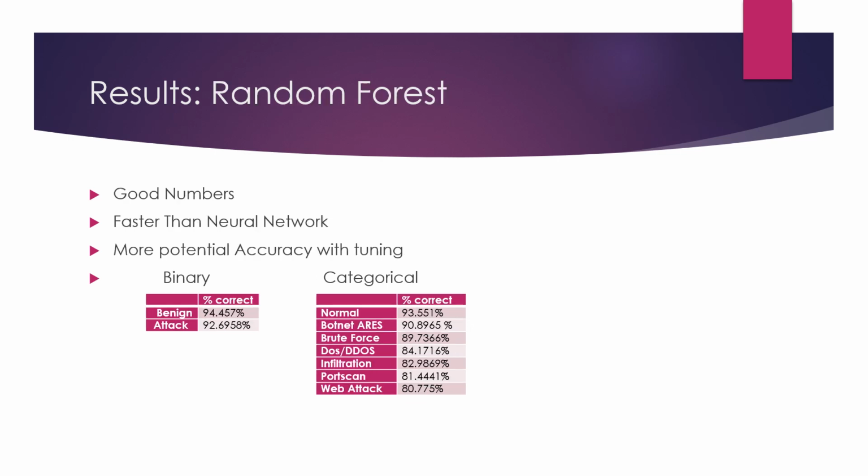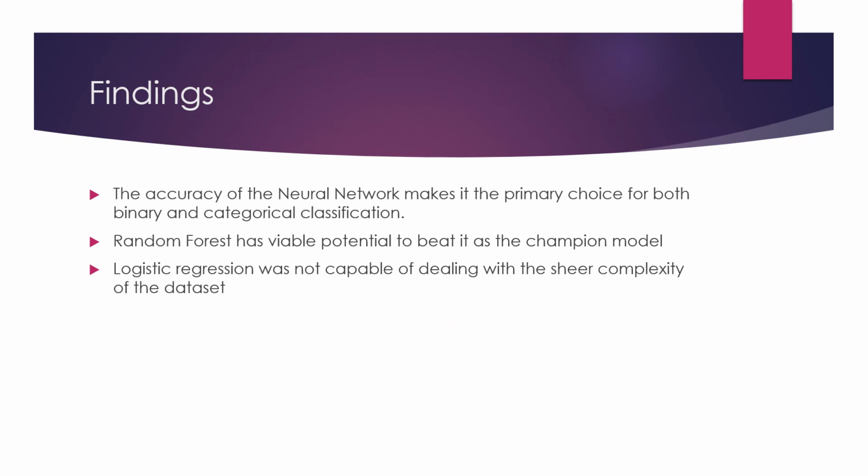Random forest boasted also some great numbers, was faster than the neural network, but still lost out when it came to raw accuracy. Has some more potential accuracy with more tuning. However, I believe that in general, the neural network will go ahead and reign supreme and edge out the random forest. The accuracy of the neural network makes it a real primary choice for both the binary and the categorical classification. The random forest has a viable potential to beat it as a champion model. However, the neural network always seems to edge out accordingly. Logistic regression was simply not capable of dealing with the sheer complexity of the dataset.